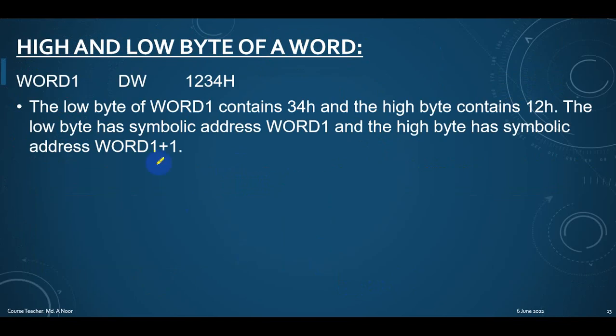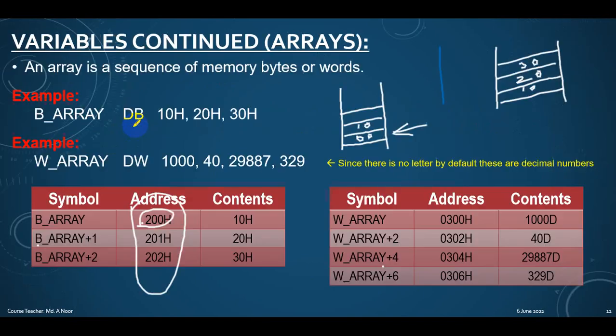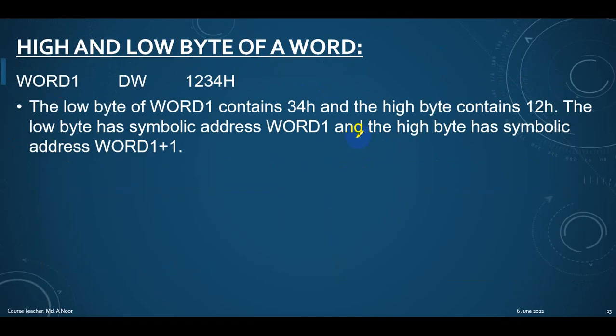So when you define the data type as word, this is the way it gets stored. Low order byte goes to the low memory location, high order byte goes to the higher memory location. For this declaration, the 34 will go to the location at word 1. Word 1 plus 1, that means it will be stored like this. Same as the last slide.